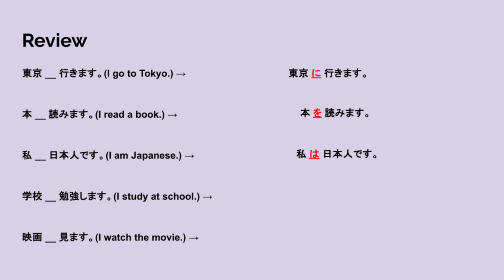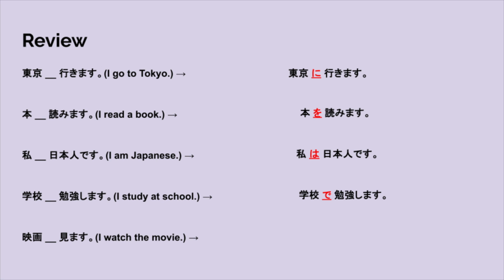Number 4, I study at school. Gakko, blank, benkyou shimasu. So this is probably where some people will get confused. The answer here is de, because you are already at a place. You are already at school. You're not going to school, like number 1 is. You are already there, and you're performing an action at this place. So that's why it's de, because you're already there. There's no movement. You're sitting down at school, and you are studying. You are doing the action. So that's why it's de.